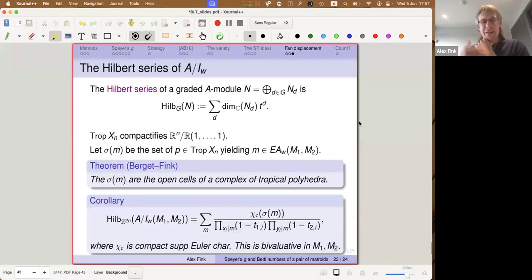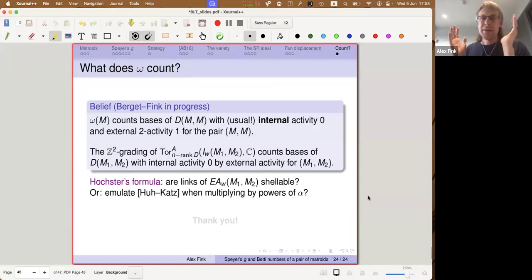So once you do that, you can present the K polynomial, which I called the Hilbert function here, of the Stanley-Reisner ideal, which we're looking at, using a sum over compactly supported Euler characteristics of certain open cells in the intersection of these two fans, and that gives you the bivaluativity we want. I'm aware I've said too little here. I need to wrap up, so I'll just say, why haven't Andy and I finished writing this up yet?